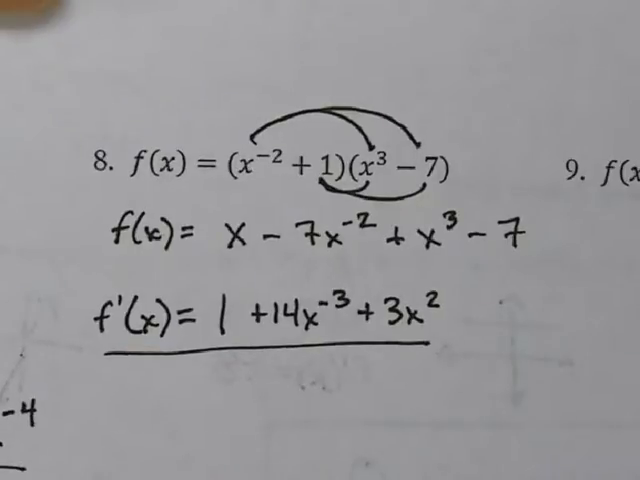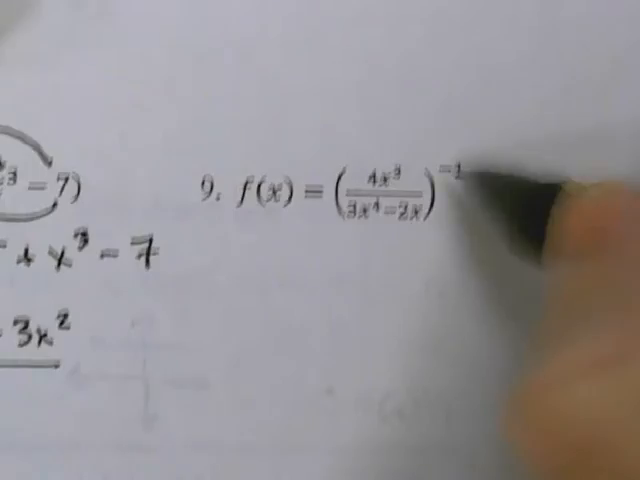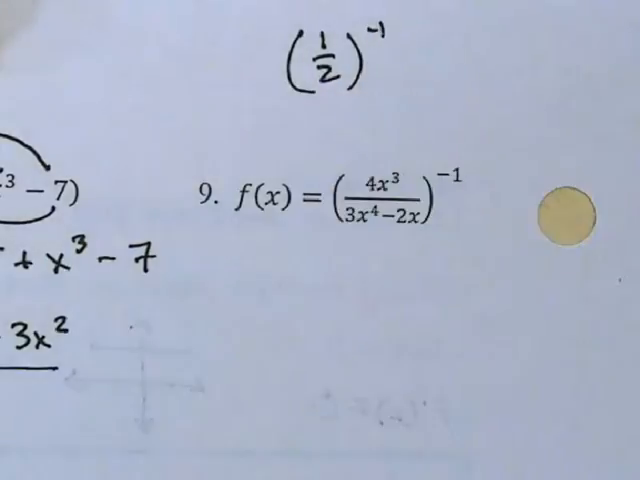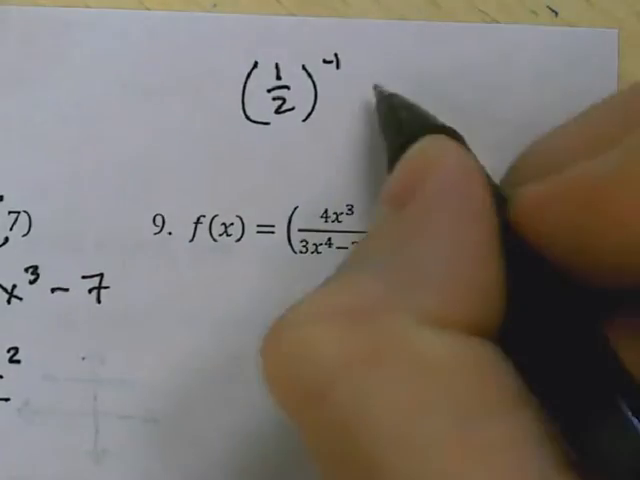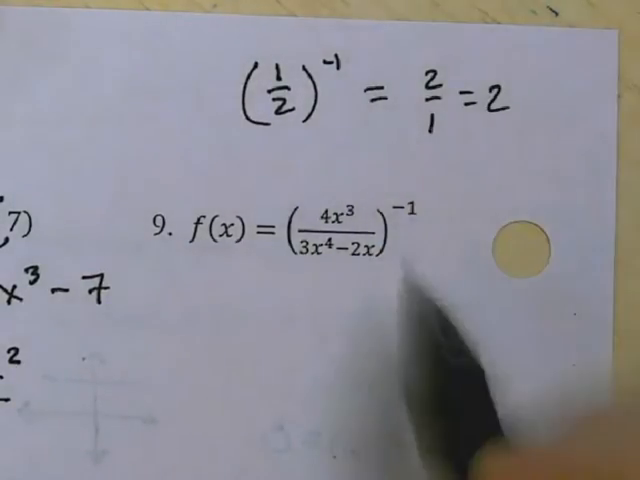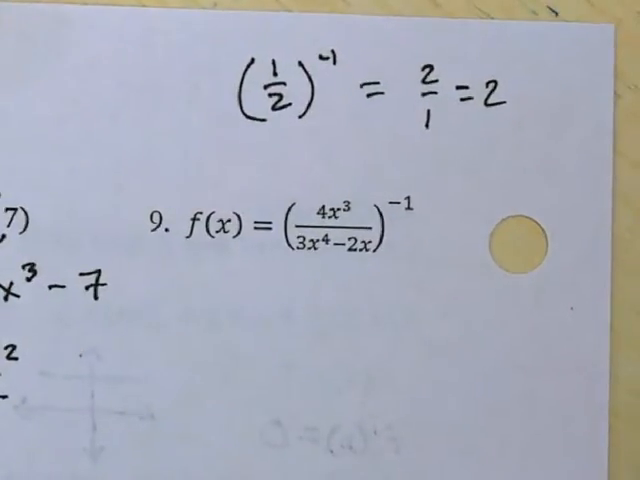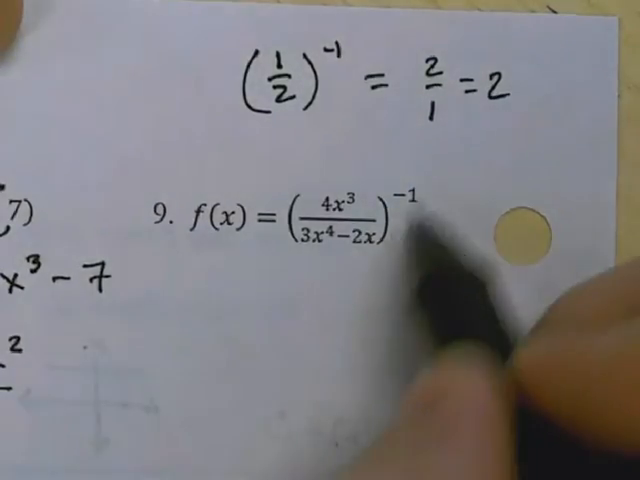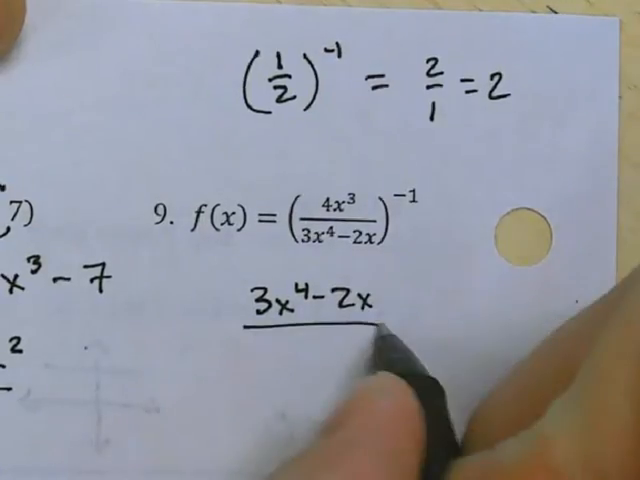Alright, number 9. Okay, again, they just give it to you weird. What does that negative 1 mean? What if I said, what is 1/2 to the negative 1? Okay, flip it. It's 2 over 1, which is just 2. So if they do this to the negative 1 again, this is just giving you a problem that the algebra behind the stuff is the harder part, not the calculus. So the negative 1, I gotta flip it. 3x to the 4th minus 2x all over 4x to the 3rd.